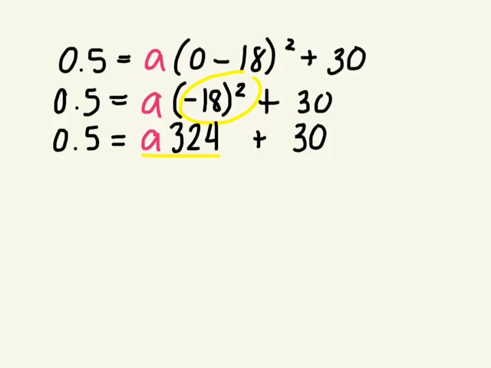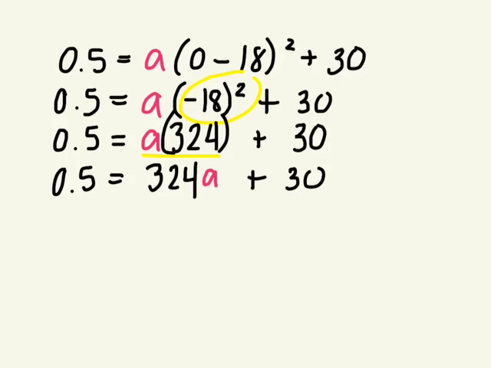Switch it around, because this means that I'm going to multiply 324 times A, right? Multiplication order doesn't matter. A times 324 or 324 times A. Okay, I'm just making it a little easier to read. Well, I'm trying to isolate A. What should I get rid of on the right side that's around A? Get rid of this 30. What does it become on the left side? So 0.5, take away 30, right? If I take away 30, it's gone.